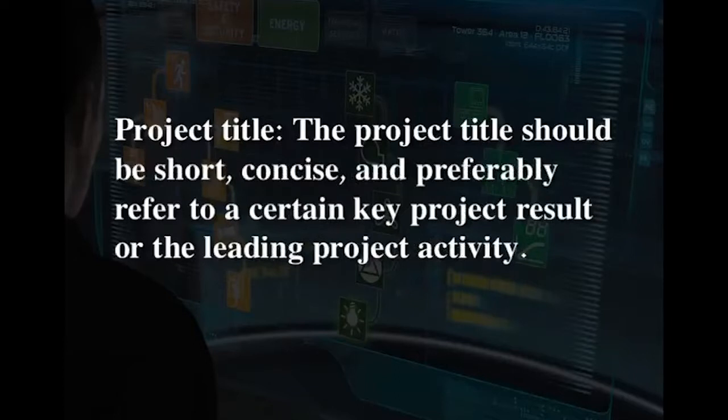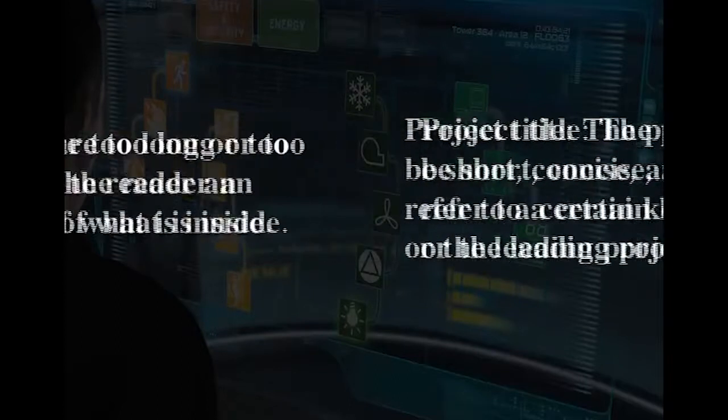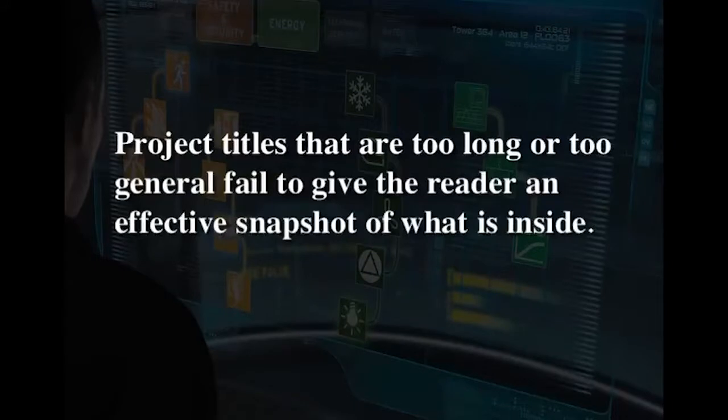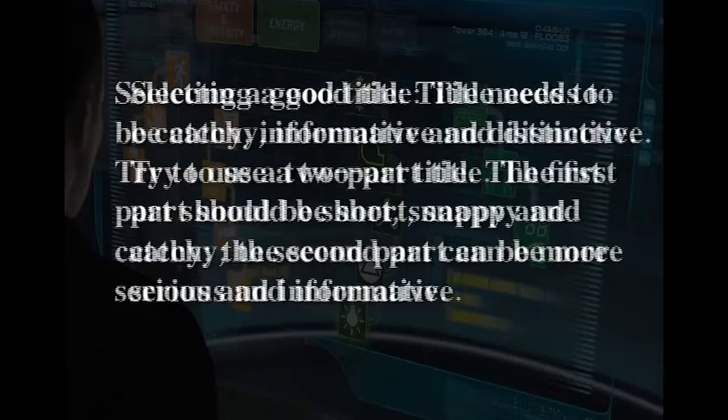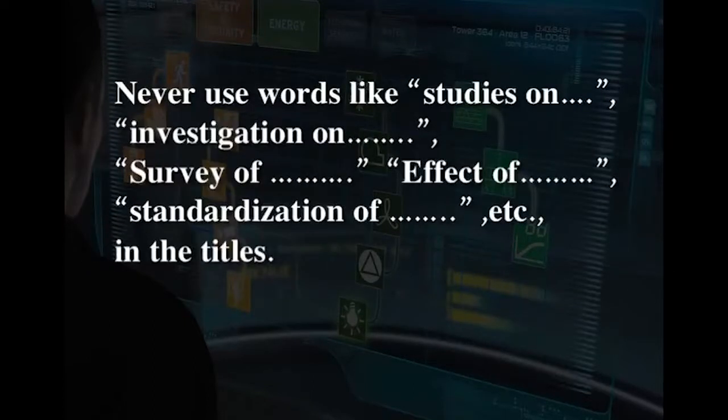Project title. The project title should be short, concise and preferably refer to a certain key project result or the leading project activity. Project titles that are too long or too general fail to give the reader an effective snapshot of what is inside. Selecting a good title. A title needs to be catchy, informative and distinctive. Try to use a two-part title. The first part should be short, snappy and catchy. The second part can be more serious and informative. Never use words like studies on, investigation on, survey of, effect of, standardization of, etc. in the titles.